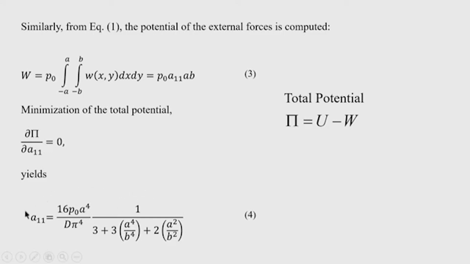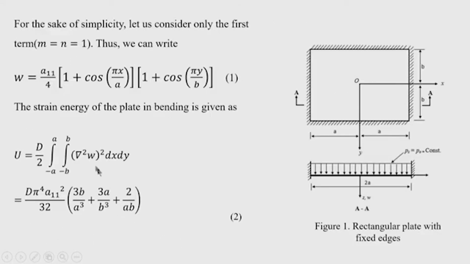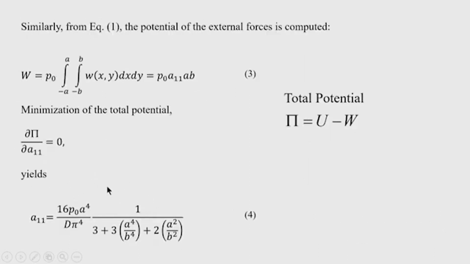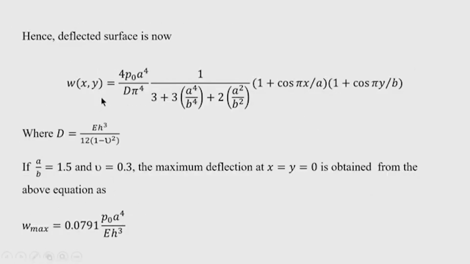Once the coefficient A11 is found, the deflected shape that we take for solving the problem can be found out. So, A11 is this expression, and if I now want to calculate, for example, for a rectangular plate which has an aspect ratio of 1.5. What is the meaning of aspect ratio? Aspect ratio is nothing but the ratio of the length to the breadth of the plate. So, if A is the length of the plate and B is the breadth of the plate, then A by B is the aspect ratio.